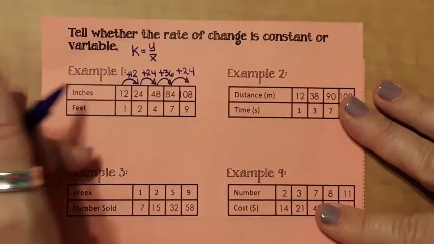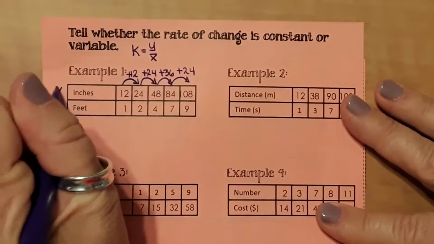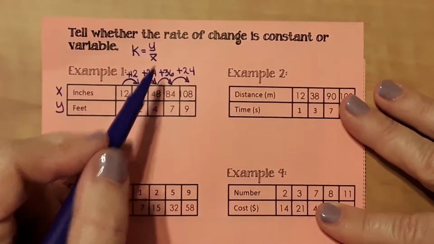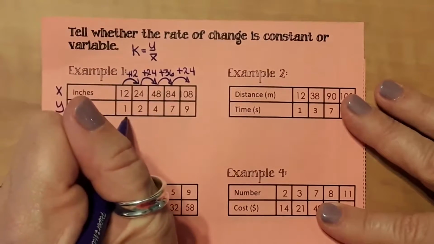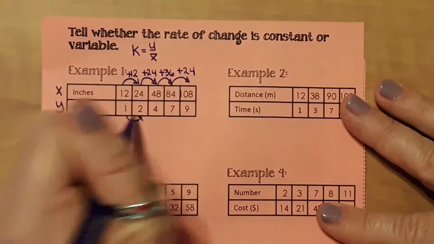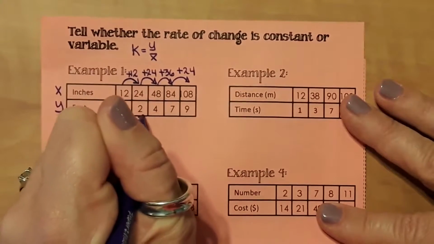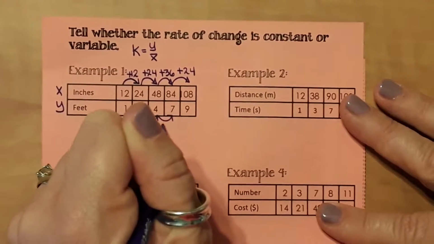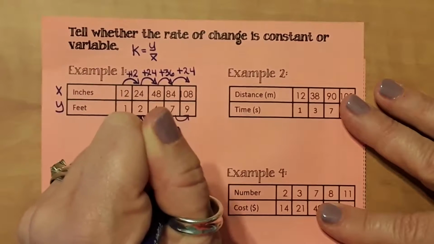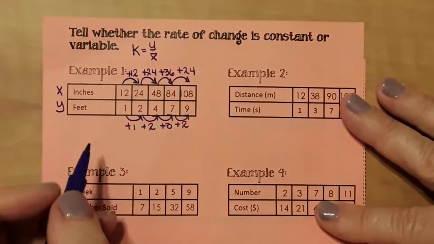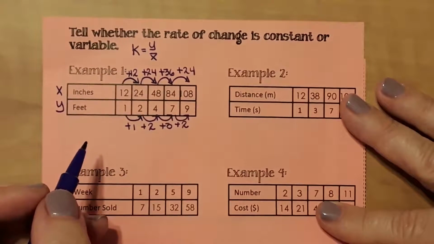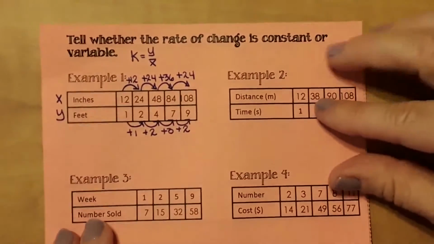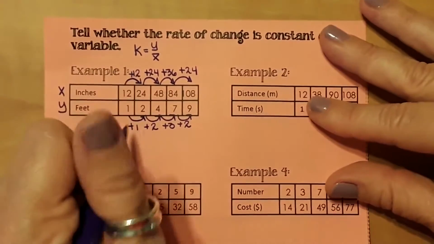Remember that we're going to label our table x, y, and we're using y over x, so I still have to see how much it's going up on our x. From 1 to 2, it's plus 1; 2 to 4, plus 2; 4 to 7, plus 3; and 7 to 9, plus 2. We're looking for our ratio to be constant. So in order for us to see if it's constant, we're going to do the y over x.